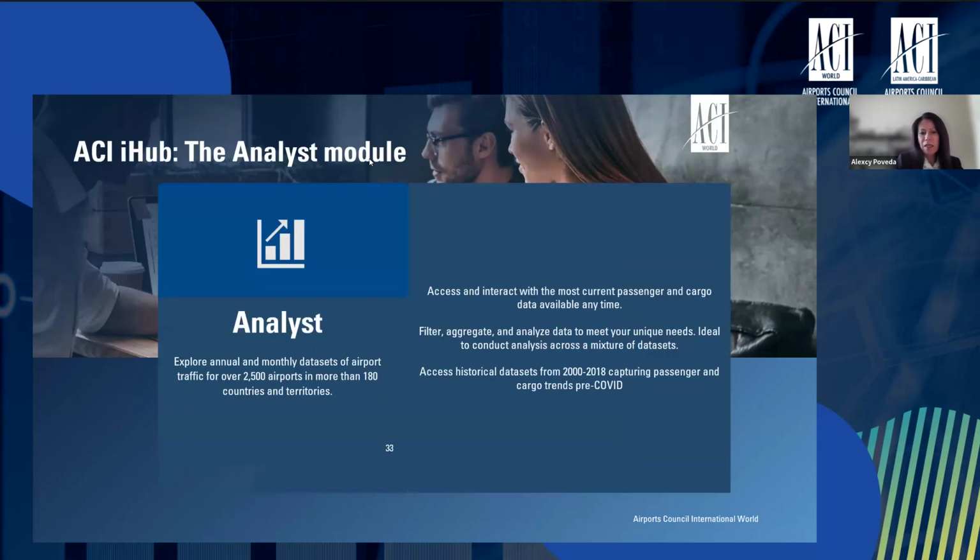And the next one, the analyst, it's certainly where you can customize the data sets. Here you can filter, you can aggregate, you can select exactly the data you need from a regional level, a global level, or specific at per airport level. Also, it's important to mention that this is the only module that has historical data sets that go from 2000 to 2018. Those years are not available in any other module, only through the analyst and only through a data set format.